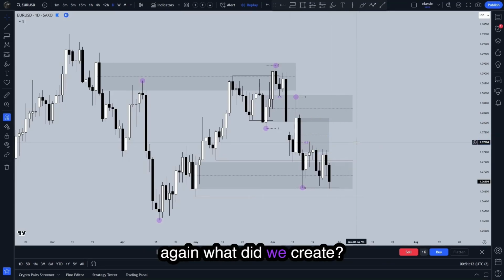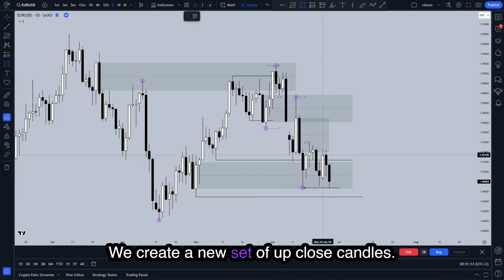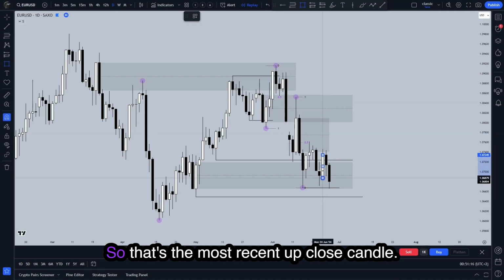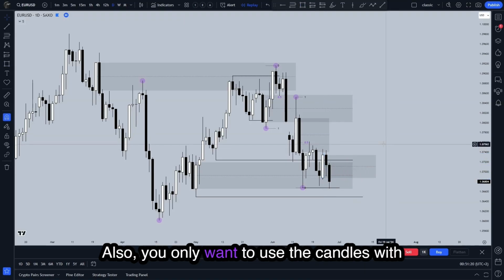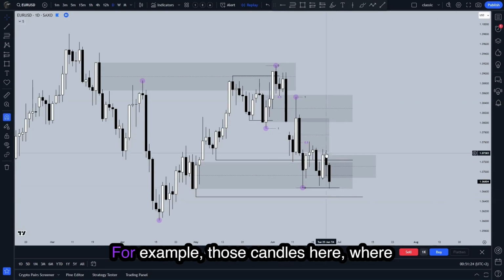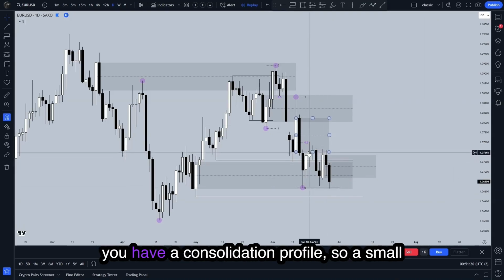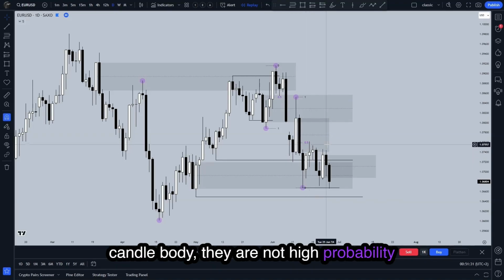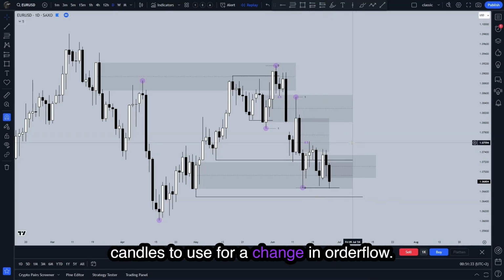Again, what did we create? We created a new set of up-close candles. So that's the most recent up-close candle. Also, you only want to use the candles with a thick candle body compared to the wicks. For example, those candles here, where you have a consolidation profile, so a small candle body, they are not high probability candles to use for a change in order flow.